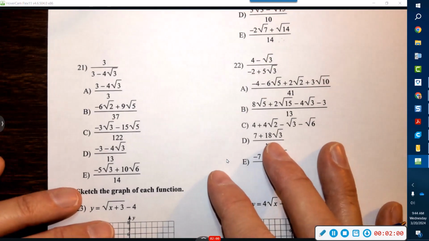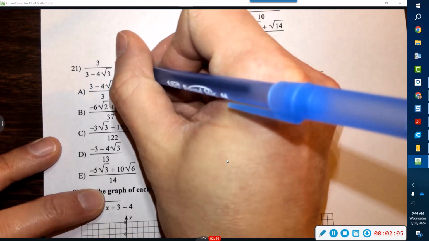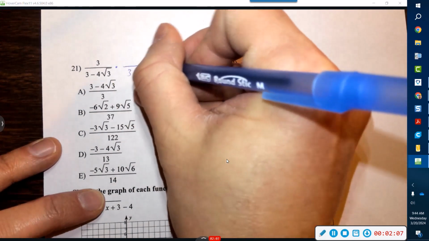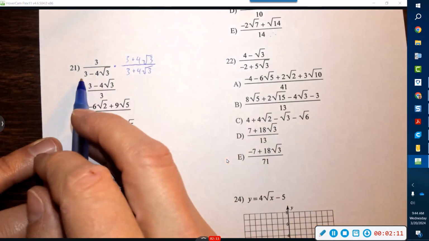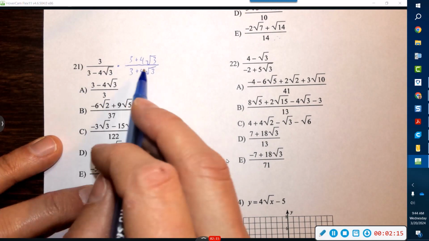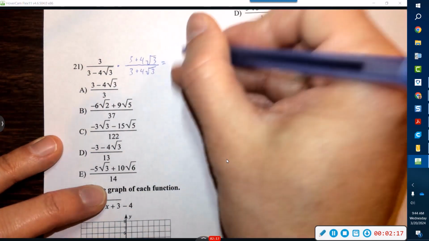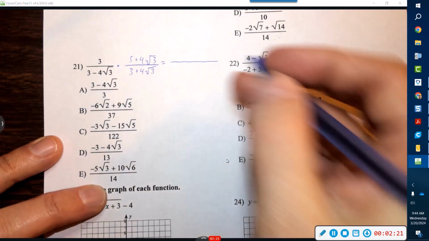Okay, now when you get to 21 and 22, this is a little different. This is when you have to multiply by the conjugate. So 3 plus 4 radical 3, 3 plus 4 radical 3. Do not change the 3 in the denominator. Just keep it the same, but you do want to change the middle part, because that is going to allow you to get rid of the radicals.